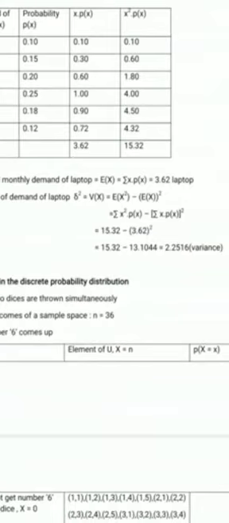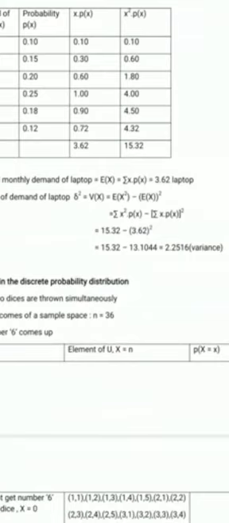Now, the variance of the demand of laptop, the formula for V(x) is equal to E(x square) minus E(x) the whole square. So, sigma x square p(x) minus sigma x p(x) the whole square. That is 15.32 minus 3.62 square. The final answer that we get after subtracting is 2.2516. That is the variance, and the mean is 3.62.